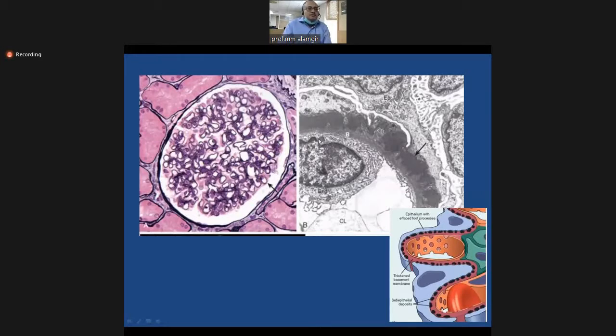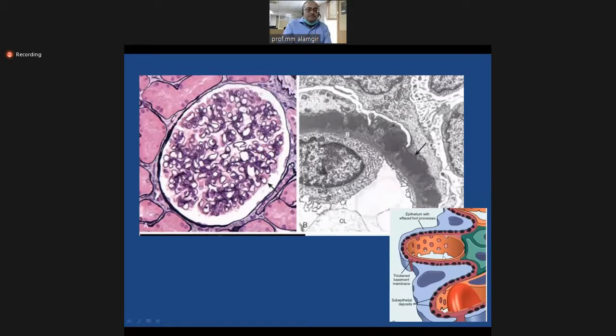This shows the glomerular basement membrane, and these are the epithelial cells. So there is subepithelial deposition of this grayish black electron dense material. These are basically antigen antibody complexes which give this sort of electron dense pattern on electron microscopy.